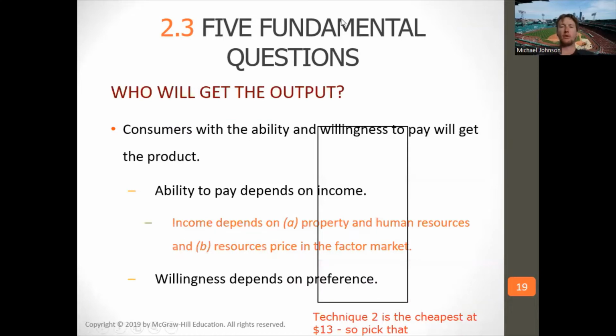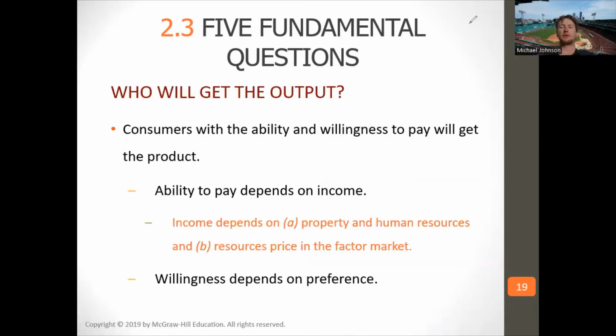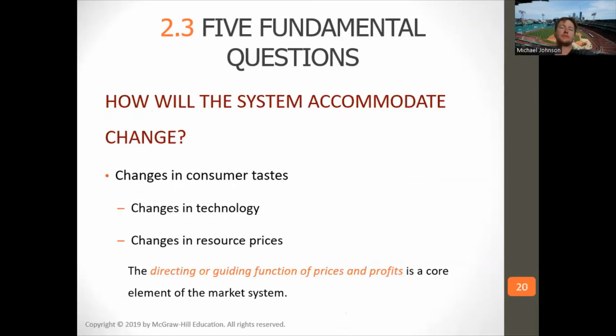And then who will get the output? Consumers with the ability and willingness to pay will get the output. Ability to pay depends on income. Income depends on A, property and human resources, and B, resource prices in the factor market. And then willingness depends on preference.